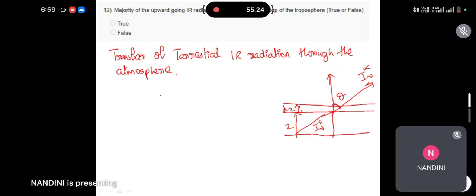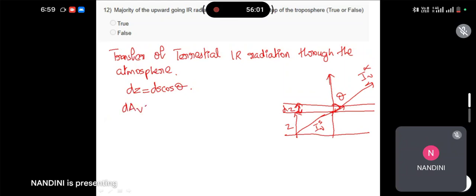So let us assume that at an altitude Z, the radiation passes through a gas layer of thickness dZ, and the slanted path of the radiation through the gas layer is given by ds. So similar to before, this is the thickness of the atmospheric layer, and this is the thickness along the radiation path. As before, dZ is basically given by ds cos theta.